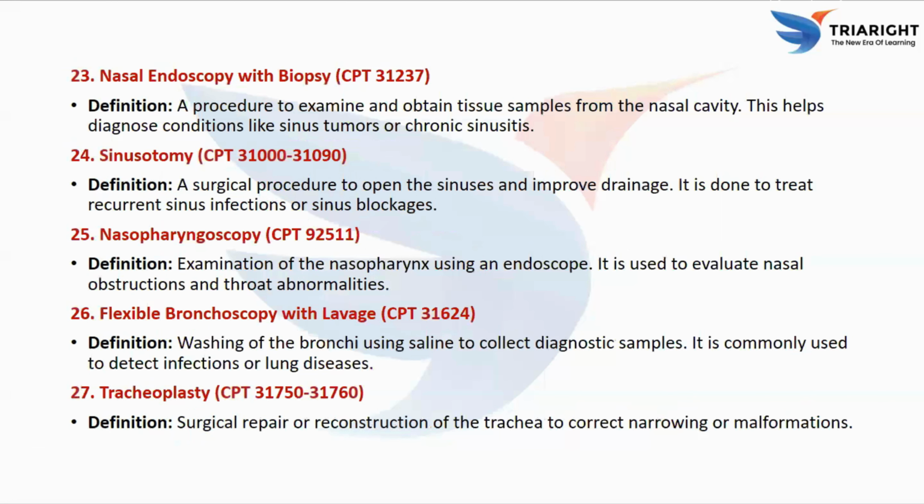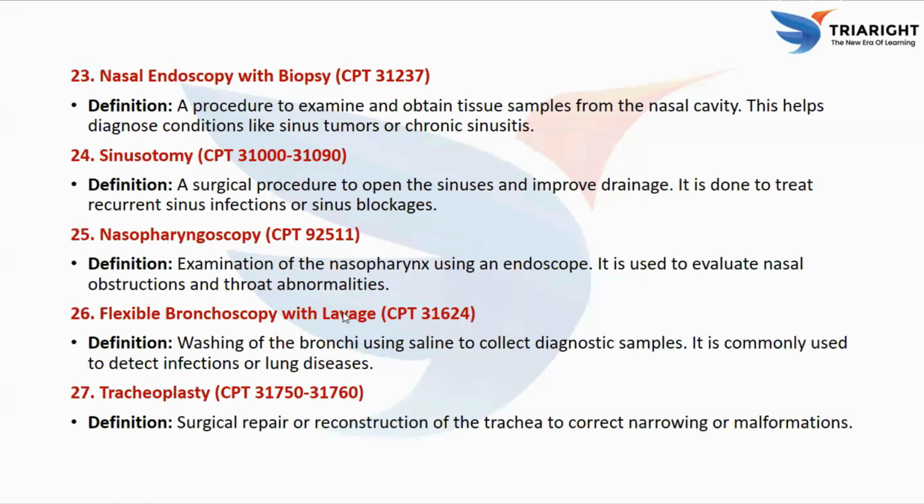Nasal endoscopy with biopsy. CPT code is 31237. What is a nasal endoscopy with biopsy? A doctor inserts a thin camera, nothing but an endoscope, into the nose to look inside the nasal cavity, and removes a small tissue sample, that is a biopsy, for testing. Why is it done? For chronic sinusitis which is not responding to treatment, suspicion of a tumor, polyp, or abnormal growth, and also unexplained nasal bleeding.